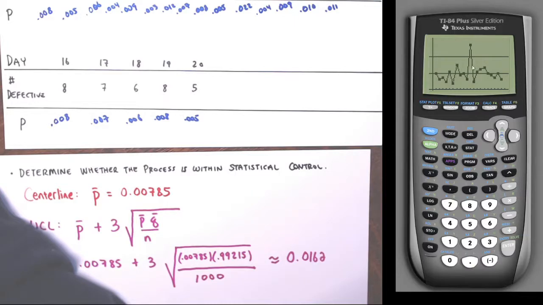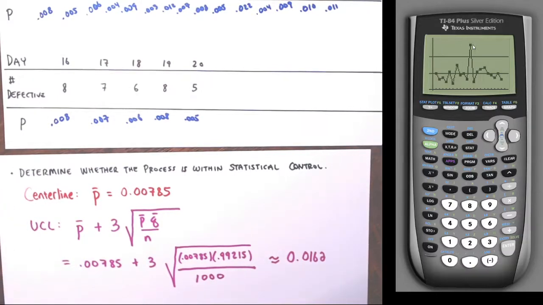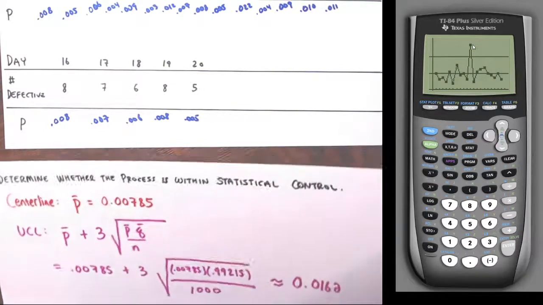This is 3 standard deviations, standard errors away from the middle. It's further up than that. So right there I'm seeing, hey, this is out of control. But let me just put in the lower control limit while we're at it.